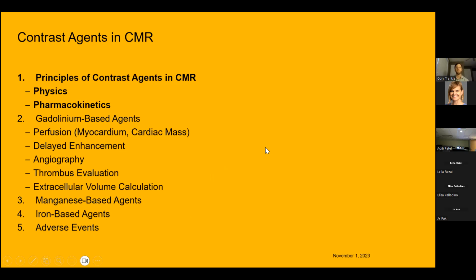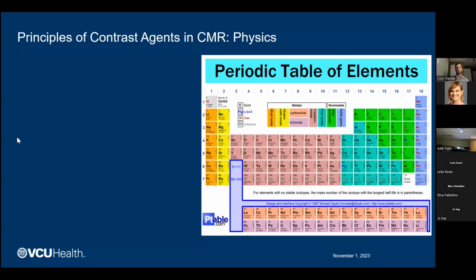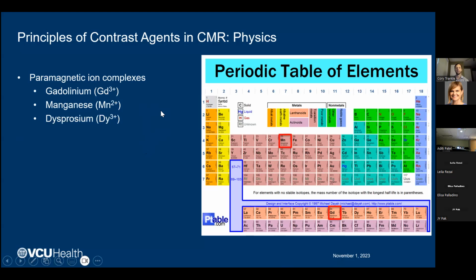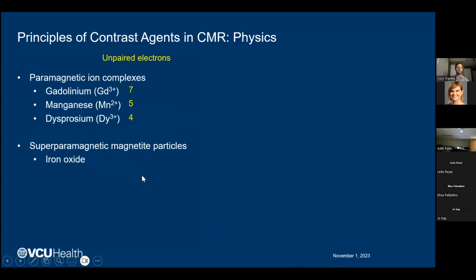So to start with the basic principles, I'm sure everybody will readily be able to recite the periodic table of elements from their undergraduate and graduate level training. So you have paramagnetic ion complexes, and here they are: gadolinium, manganese, dysprosium. And there are also superparamagnetic magnetite particles, including iron oxide. What is particularly beneficial to us about the paramagnetic ion complexes is that they have a number of unpaired electrons, including gadolinium, which has 7 unpaired electrons in its electron shells.